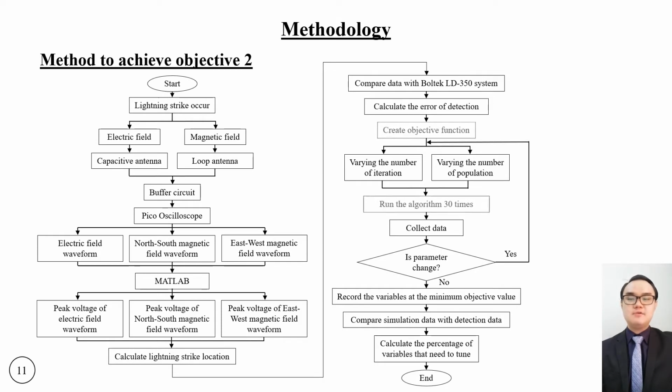The ABC algorithm is run in 30 independent runs using the objective function that was created, and the parameters are set after each 30 independent runs. The data is collected for each set of 30 independent runs, and the variables with the best objective value are selected and compared with the variables detected by the LDAS. The variables for the application refer to the peak voltage of the electric field and magnetic field waveforms. Thus, the percentage of the area for lightning strike location can be calculated after comparison between both sides of data, and tuning for the application can be made.